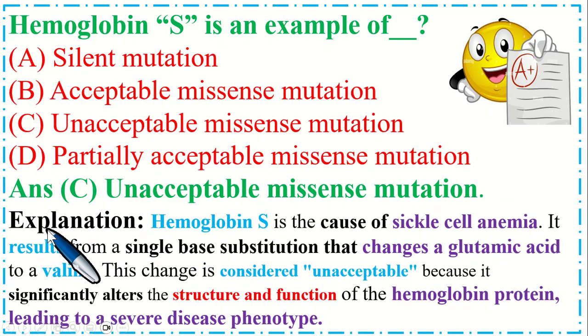Explanation: hemoglobin S is the cause of sickle cell anemia. It results from a single base substitution that changes a glutamic acid into a valine. This change is considered unacceptable because it significantly alters the structure and function of the hemoglobin protein, leading to the severe disease phenotype.